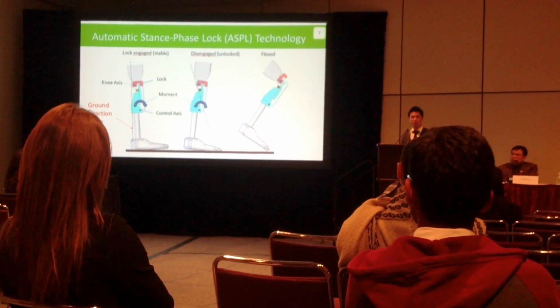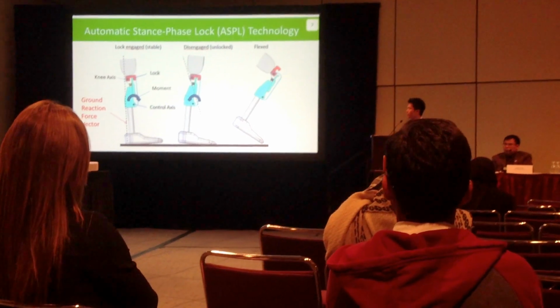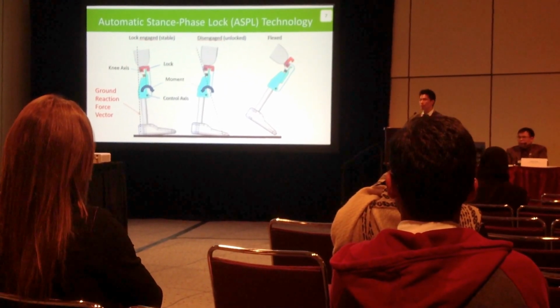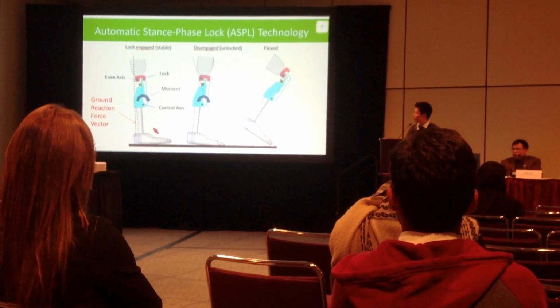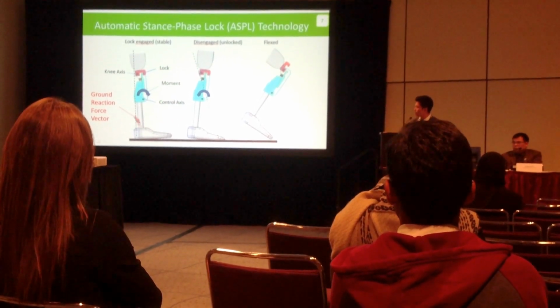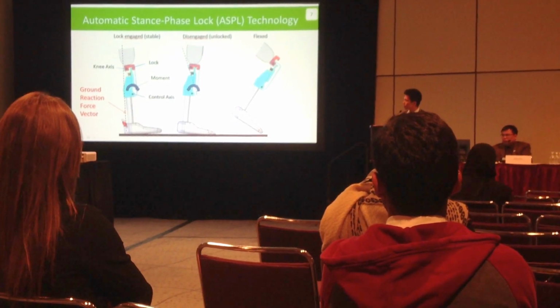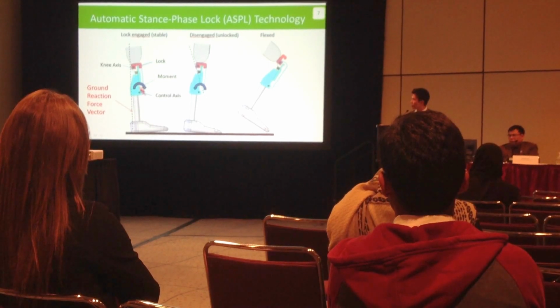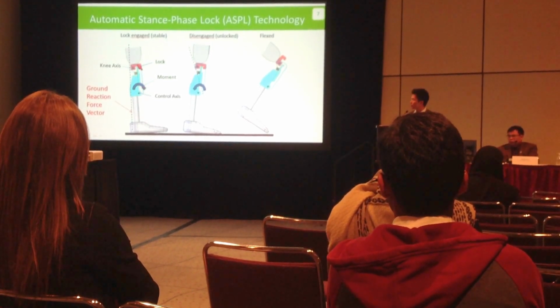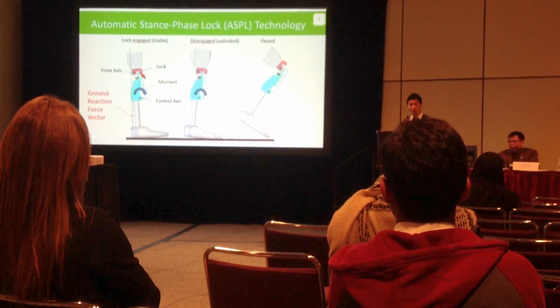So the automatic stance phase lock technology actually works by two different things. First, it relies on the alignment of the knee axis and the control axis, and also relies on the location of the ground reaction force vector. So when the ground reaction force vector is located behind the control axis, which is during heel strike, it creates a forward moment, and then allows the lock to be engaged, preventing the knee from bending.